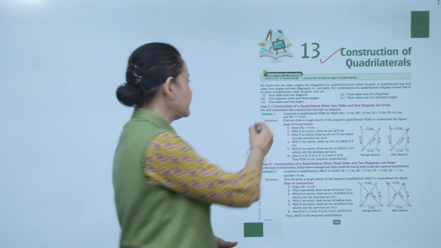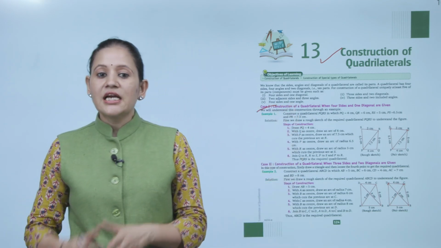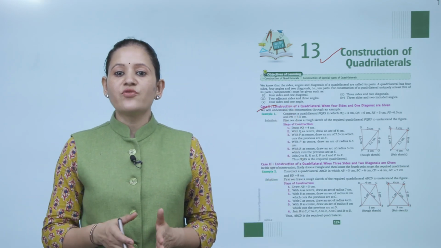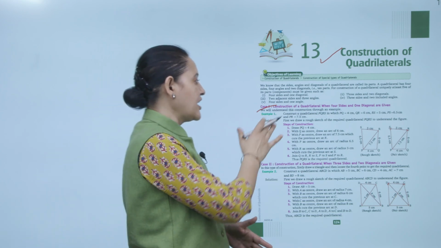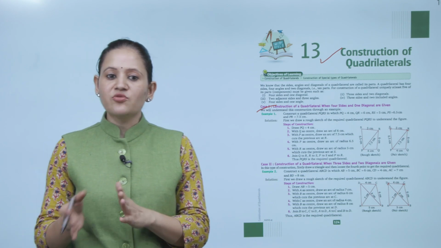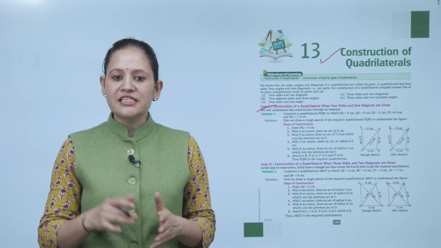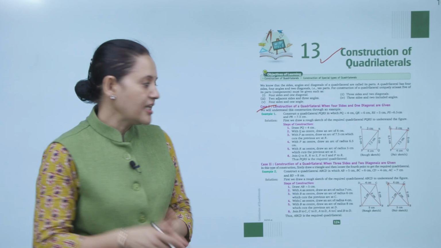Case 1. Constructions of the quadrilateral when 4 sides and 1 diagonal are given. If 4 sides and 1 diagonal are given, we can construct a quadrilateral. So, we will understand this construction through an example. We will take an example here.